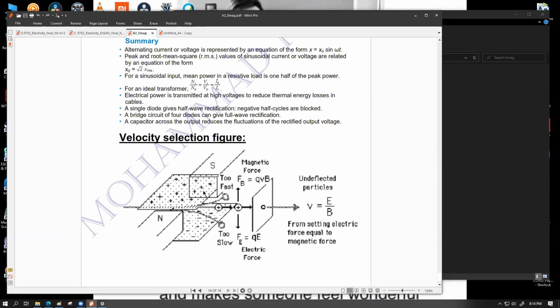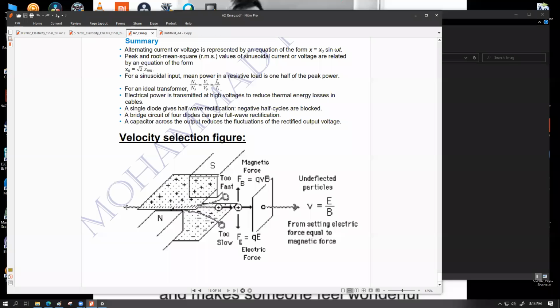Interesting enough, what's going to happen if we send a negatively charged particle over here? If we send a negatively charged particle over here, simply the direction of these two forces is going to revert, but the logic would still remain the same. But then there would come a catch.